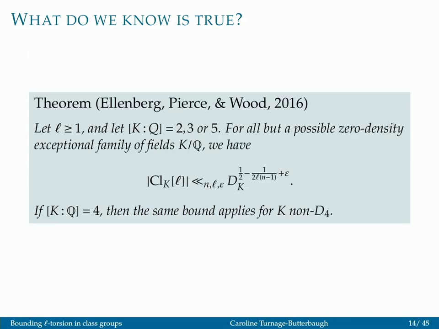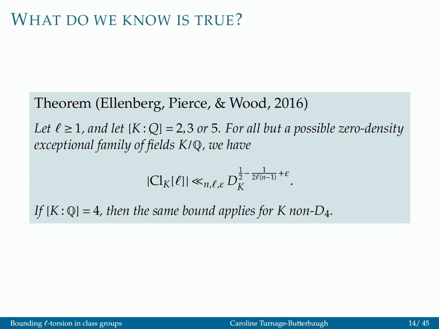And so the current all-encompassing statement is a very recent result of Ellenberg, Pierce, and Wood, who've shown the following. If you let L be greater than or equal to 1, and k is a degree 2, 3, or 5 number field, then for all but a possible zero density exceptional family of fields, we have this upper bound.